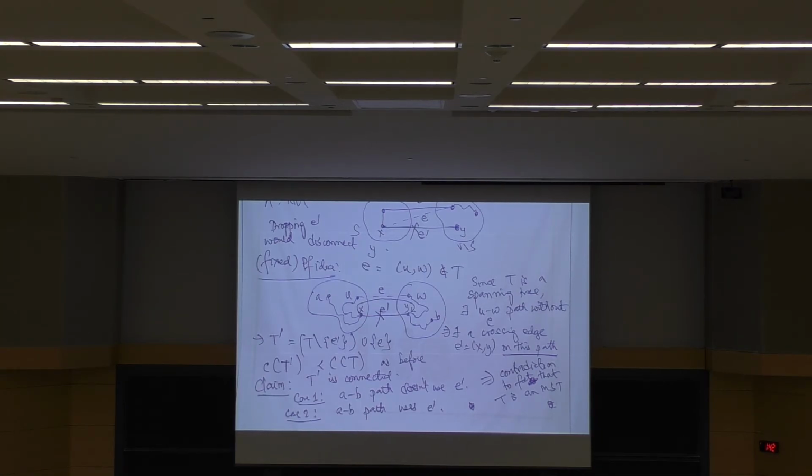Alejandro asks whether the cost of T prime has to be less than or equal. No, it's strictly less because we are assuming all the edge costs are distinct. So the edge cost of E prime is going to be strictly bigger than the edge cost of E. This is a crucial part where you use the edge distinctness property, otherwise you cannot prove this.